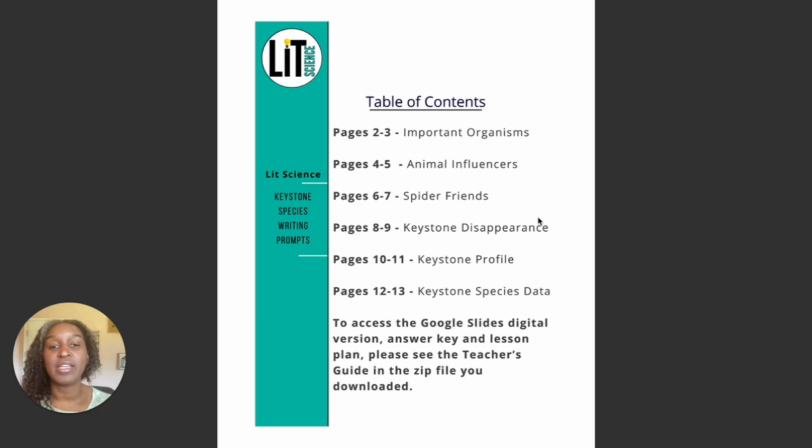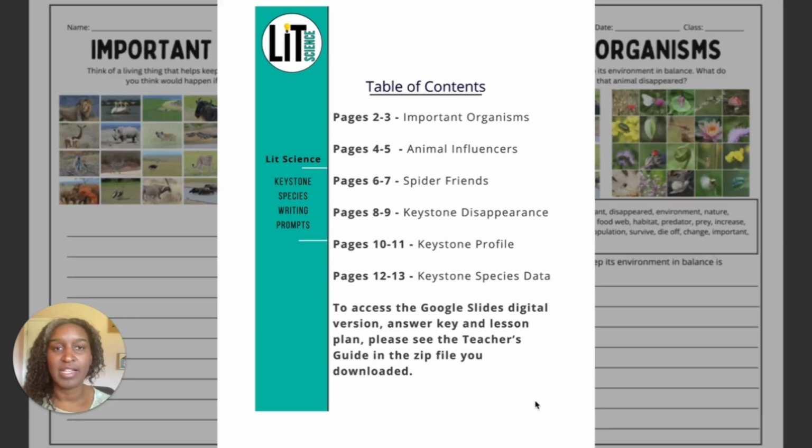And then the keystone profile and the keystone species data are more of your formative assessment type of things where students are showing what they learned in maybe a little bit more of a traditional sense than they did in those creative prompts. And the keystone species data specifically is supporting students in writing about a graph. Okay, again, you would access, if you bought this resource, you would access the Google Slides version, which is student facing, but also your answer key and your full lesson plan with instructional suggestions right there in that zip file.